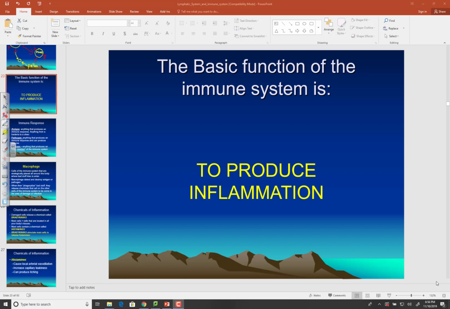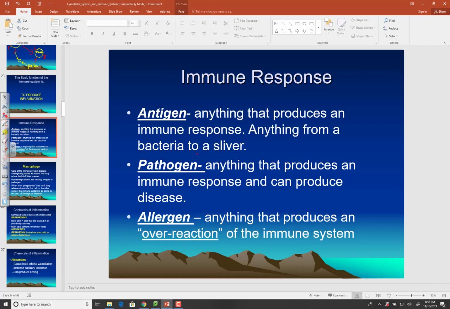So again, remember, the primary function of the immune system is to produce inflammation. And when it produces that inflammatory response, it's protecting you. Now, we've gone over the immune system, but I just want to review a couple of things, a couple of terms you're going to be hearing, right?